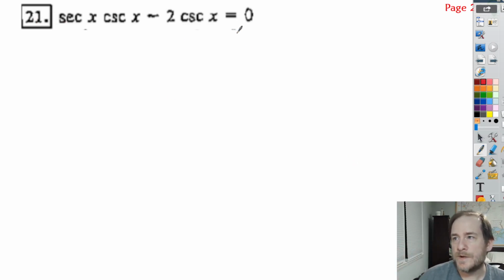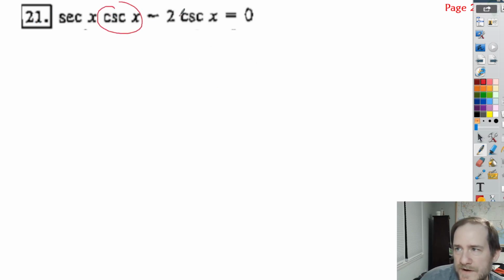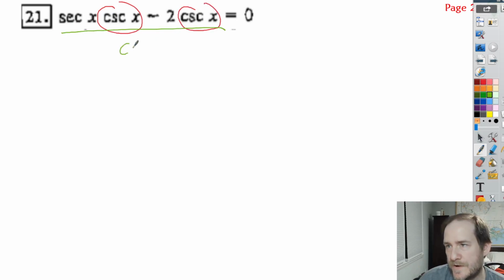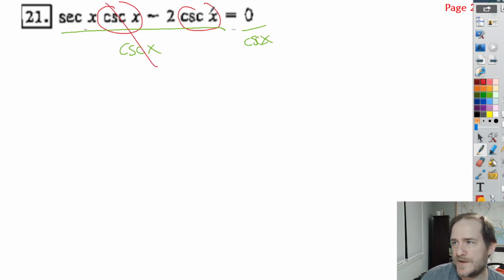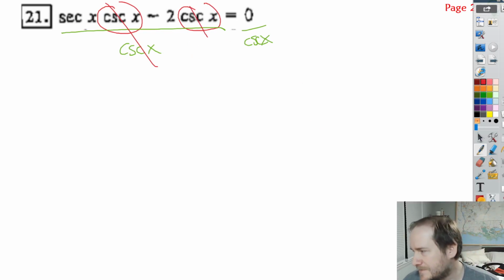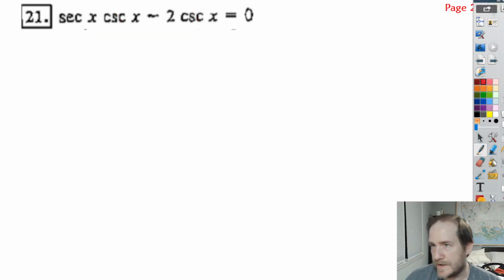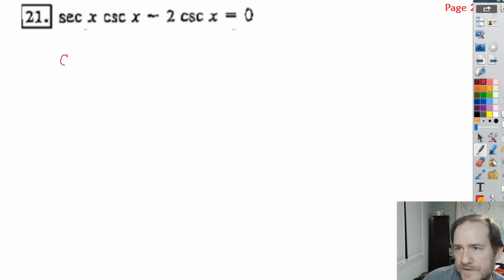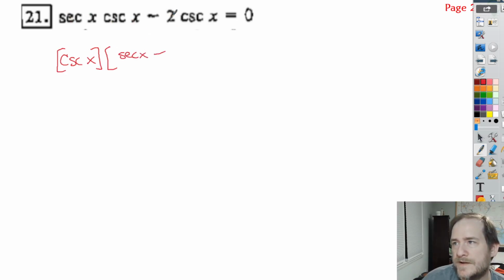Hey, how do you solve 21? Well, I see a cosecant, and I see another cosecant, and again, my heart says, why don't you just divide by cosecant on both sides and make it cancel out? But holy cow, I would say the central theme of this week has been, don't do that. You guys know that we're not going to divide anything and make it go away. We're going to factor it out and just bring it to the front. So if I factor out a factor of cosecant, then I'll be left with a factor of secant minus 2.